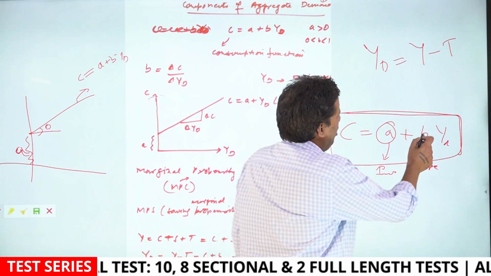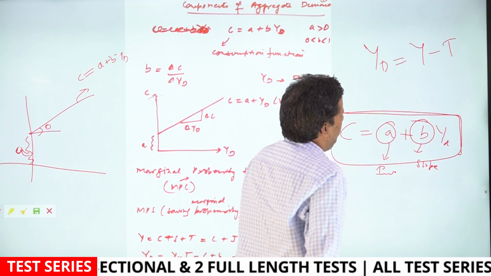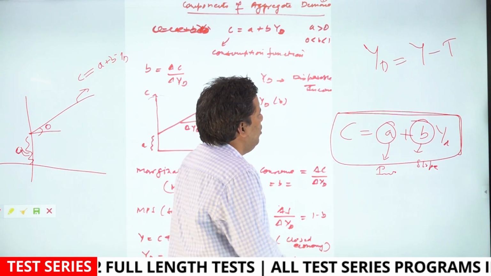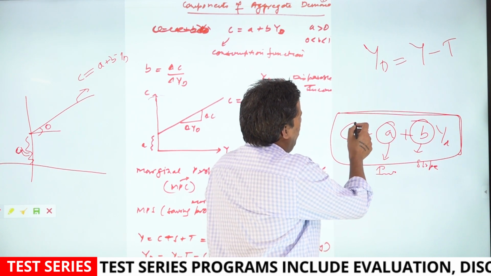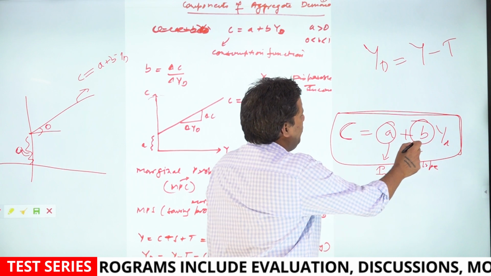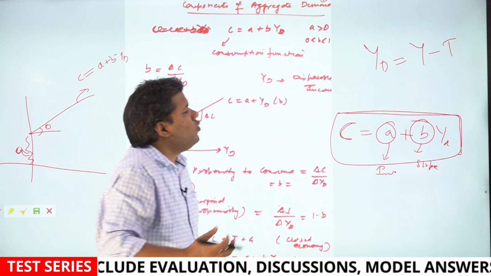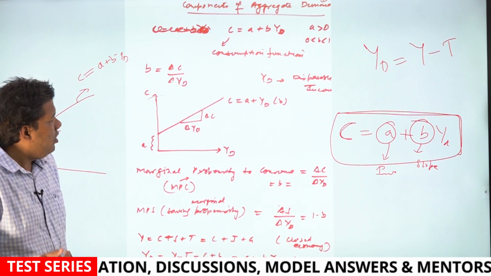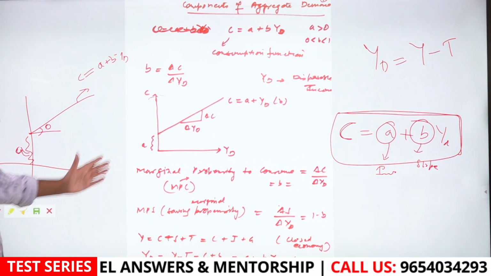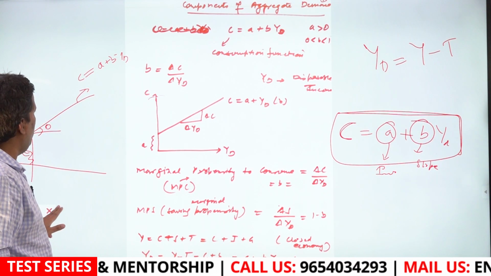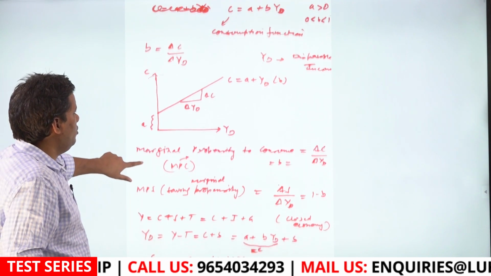Let's say this is, okay, it tells if B is high, it means your propensity to consumption is high. Okay. So this is the way you can understand. And I think, okay, we have also drawn this equation here.